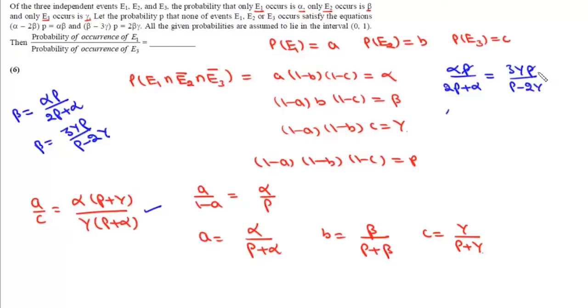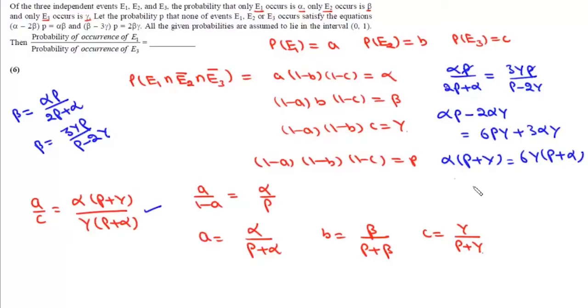Now this P and P will cancel. We'll get alpha P minus 2 alpha gamma will be equal to 6 P gamma plus 3 alpha gamma. Now what we'll do is we'll add 3 alpha gamma both sides. So we can write alpha (P plus gamma) will be equal to 6 gamma P plus alpha. So if we rearrange, we can write alpha P plus gamma upon gamma P plus alpha must be equal to 6. So the value of probability of E1 upon probability of E3 will be nothing but 6, and that is the answer to this question.